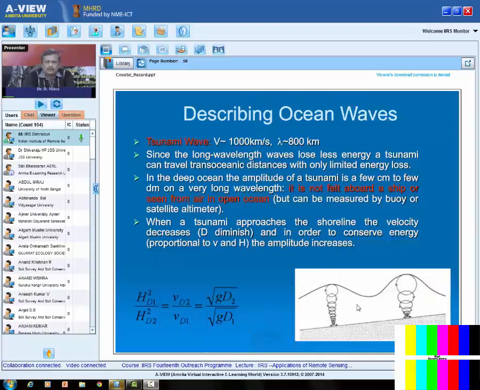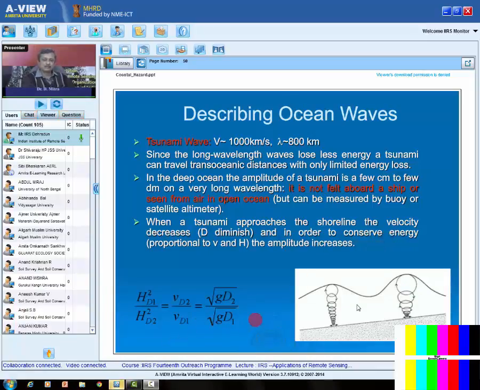As I was telling you, the velocity at the source is around 1000 km per hour. You can see the wavelength is very high, around 800 km, with a very small wave height. So even the sea in the offshore cannot understand that a tsunami has happened below it. But when these waves travel a long distance and come near the coastal area, their velocity diminishes. But in order to conserve the energy, the amplitude increases. That means the wave height increases.